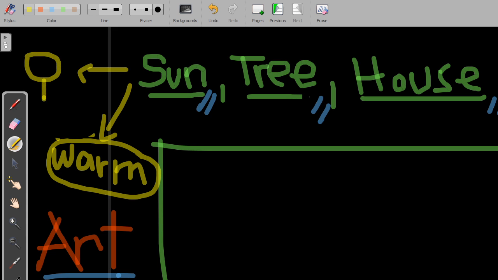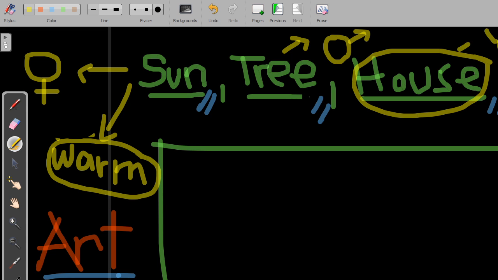So I'm going to draw the female symbol, instead of writing mother. The sun represents your mother. The tree is sturdy. The tree represents your father. And the house that you draw represents you. This is how you interpret your output. For example, last time I was asked by my father to draw, I drew something like this.